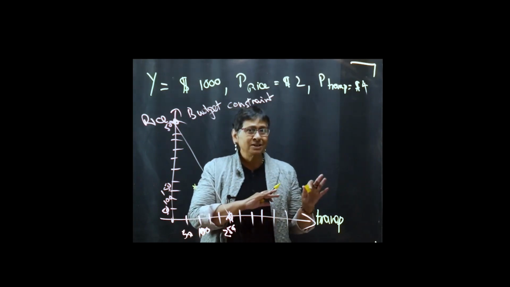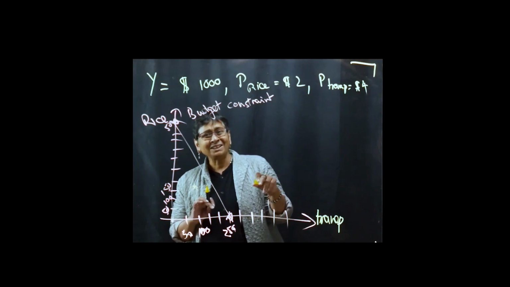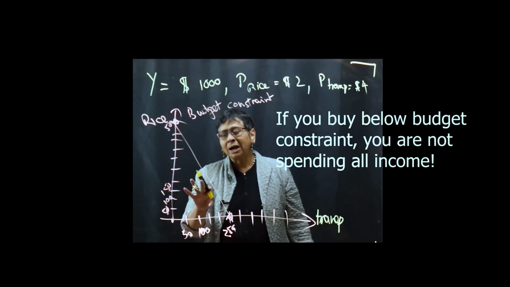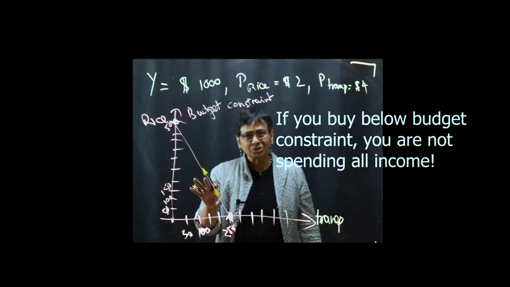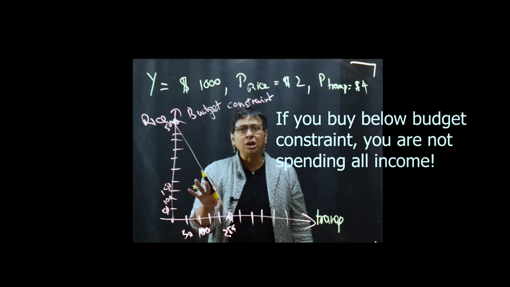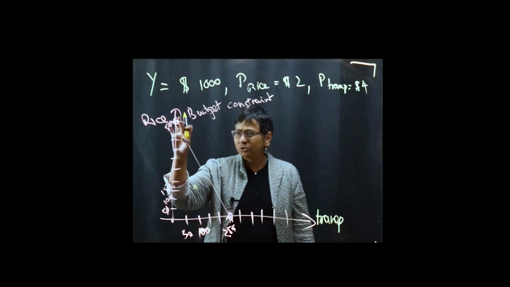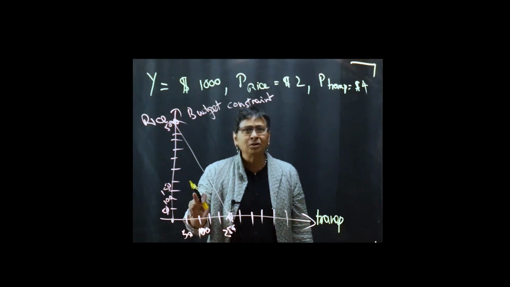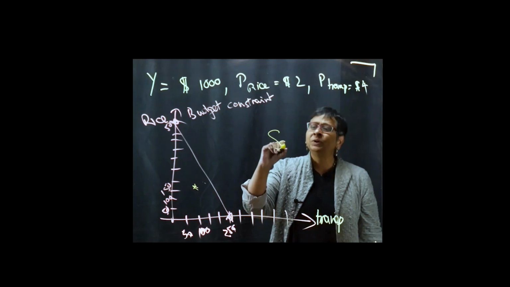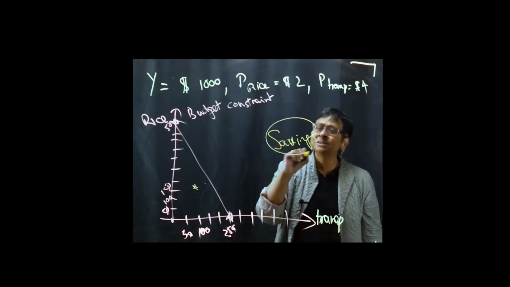We used to call this unemployment when we talked about the whole economy. But from the perspective of a single individual, if you buy below your budget constraint, it means you are not spending all your income. That's what it means. This is what you could buy with your income. You're not spending all your income. You're buying below your income. You will end up with savings.